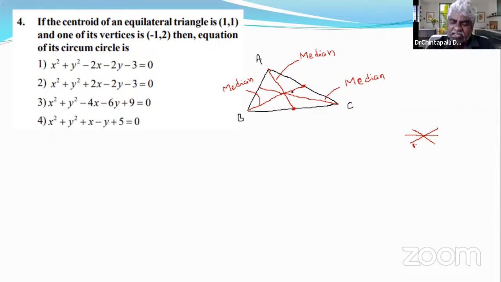So in any triangle, medians are concurrent. It is a fact. Medians are concurrent. So that point of concurrency is called the centroid. That is the centroid.